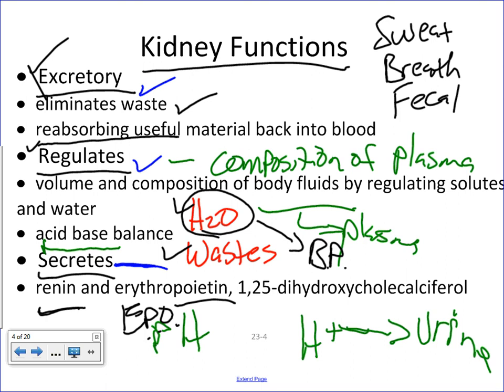Remember, poiesis is the clinical term. Think of that as a term to manufacture, to make. And then erythro, well, you're thinking red blood cells. So this is a hormone that stimulates the production of red blood cells in red bone marrow.